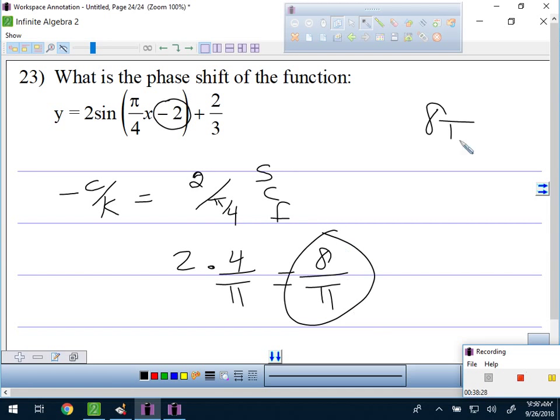Don't get that confused with 8 pi. That's not the same thing. Don't get that confused with pi over 8. That's not the same thing. The answer has to be 8 over pi.